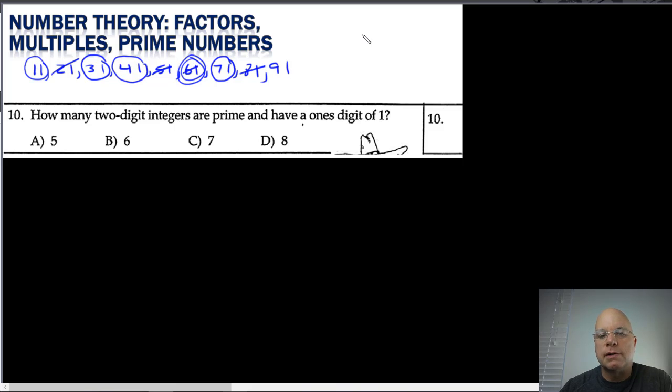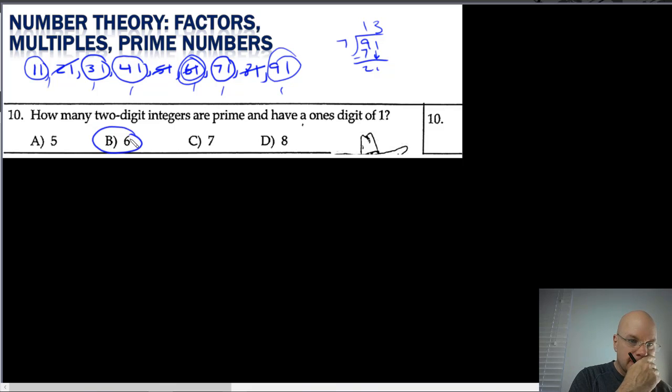Is it a multiple of 7? Yes, 13 sevens. So that's the one that people will miss if they're going too fast. So 1, 2, 3, 4, 5, 6. A lot of people will answer choice A, and it should be answer choice B.